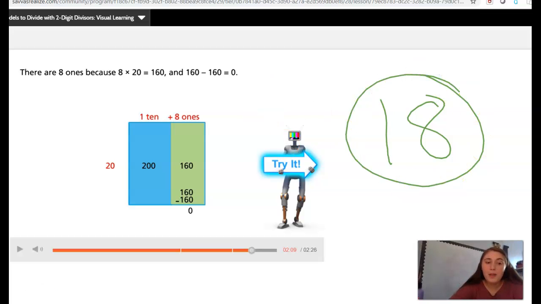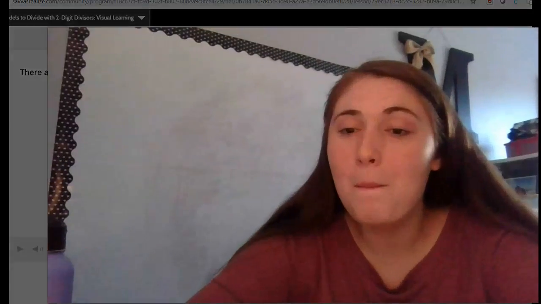So I hope that you learned a little bit more about how we can use the area model for division. We know how to do it for multiplication. Now we have an idea of how to do it for division. Make sure that you go back to our main group and do the quick check, and then we'll be ready to go for small groups today.